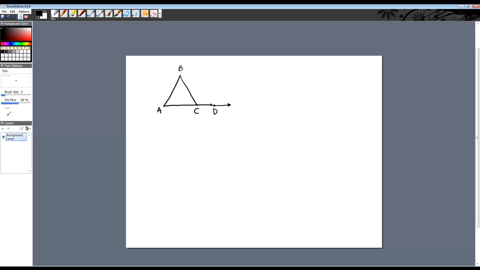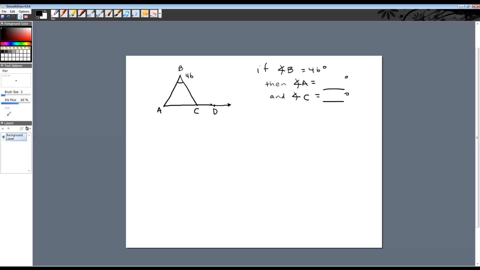So if angle B, that symbol refers to an angle, measures 46 degrees, then angle A measures blank, and angle C measures blank degrees. So they're telling us that B is 46 degrees.